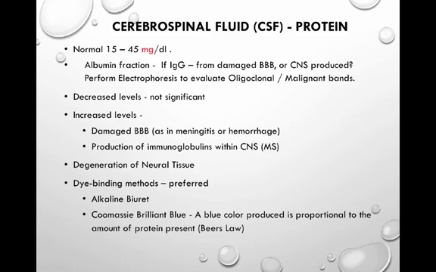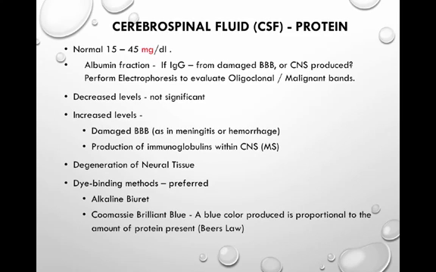In normal situations, albumin is the only protein fraction found in CSF. Presence of the IgG globulin fraction brings about the concern of whether it came from damage in the blood-brain barrier or whether it was produced within the central nervous system itself.